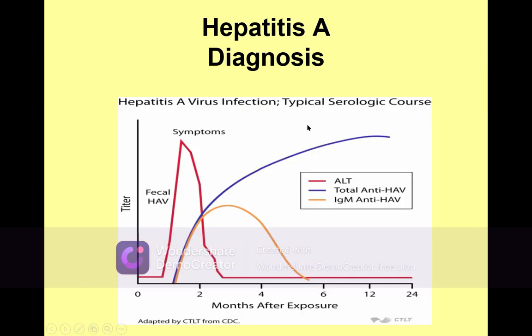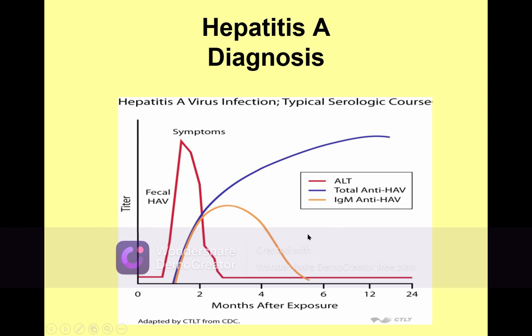Diagnosis, as we said, is the typical serological course of the infection. Fecal shedding of the virus is seen up to 2 months, and it lowers down after 2.5 months. At the same time, you find the ALT. The ALT will be higher and higher during the first 2 weeks, and then it will gradually become lower and lower, and come to normal in about 2 or 3 months. In the same way, total anti-HAV antibody and IgM follow the same fate, like a parabola, going up and then going down in 6 months.